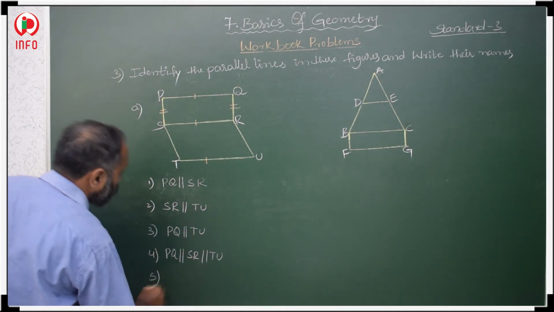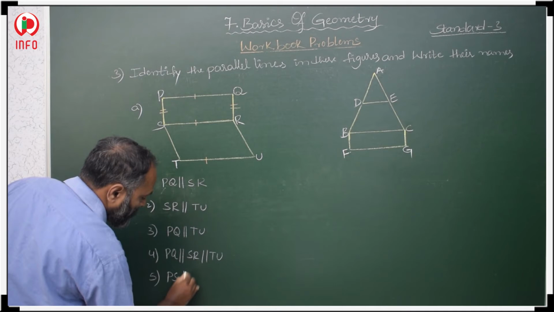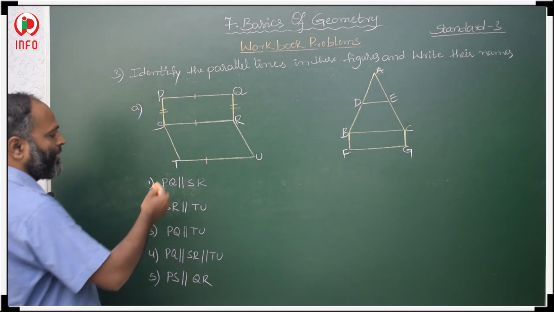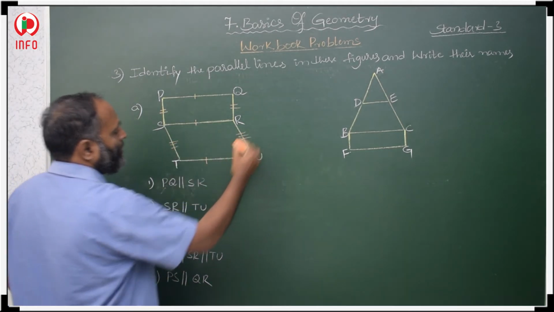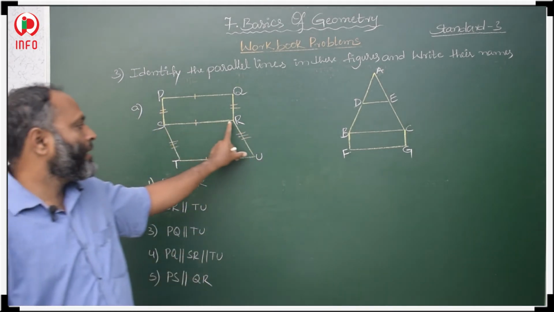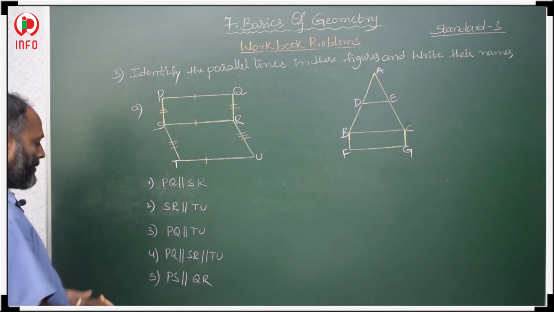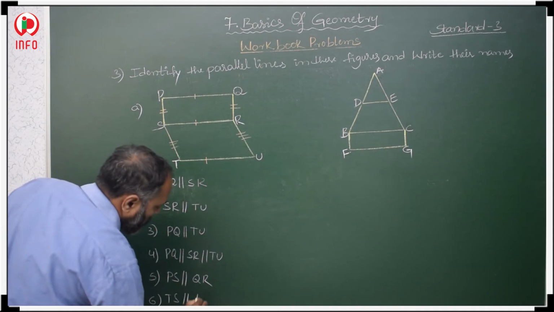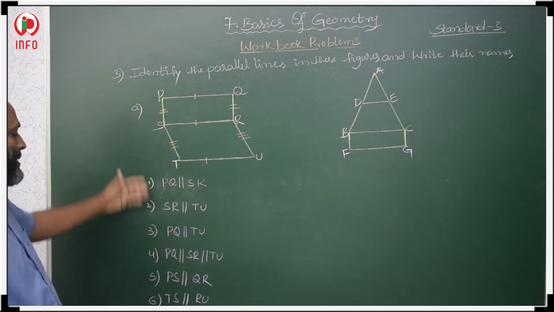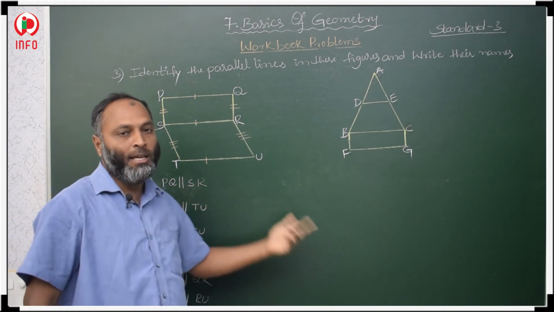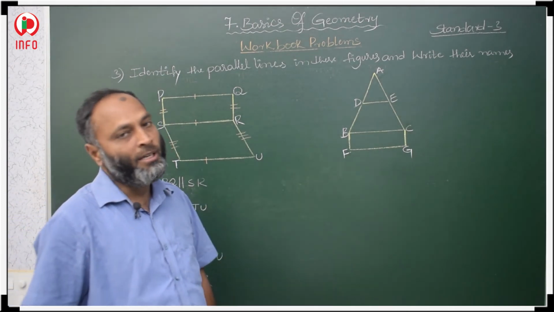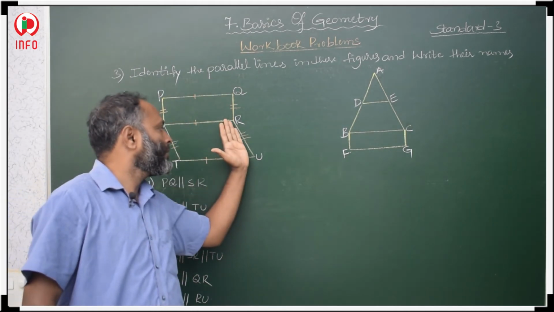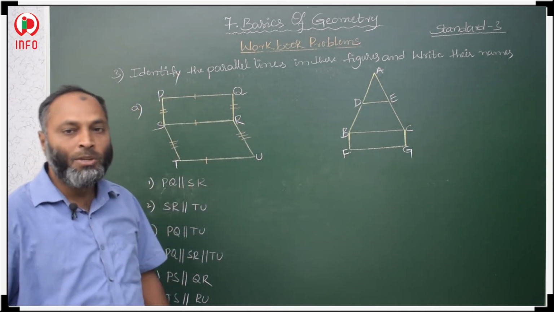Then fifth, PS is parallel to QR, and these two are parallel. After that, TS is parallel to RU. Sixth, TS is parallel to RU. So this many sentences are possible, however many parallel lines are given, all those parallel lines you have to write. So this is parallel to this, and this is parallel to this, and these three are parallel to each other.